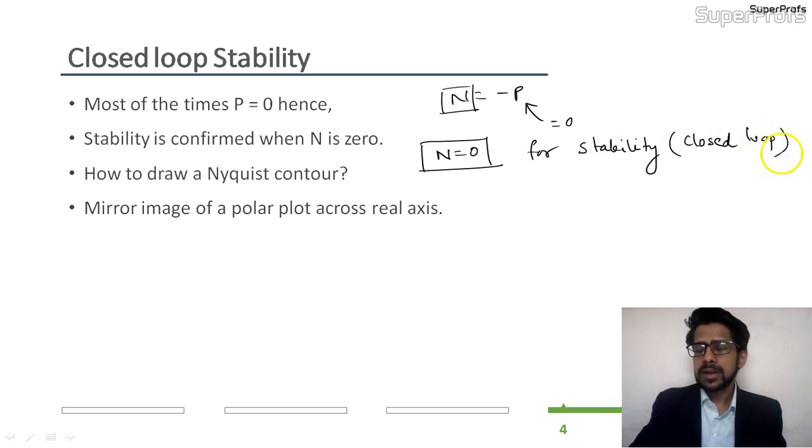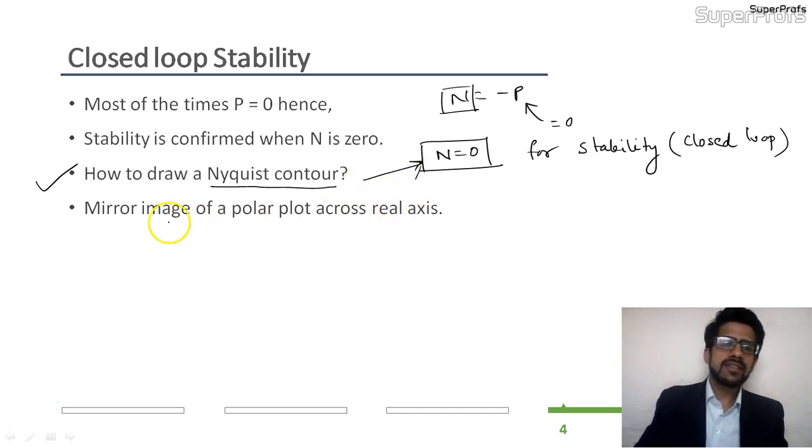Okay, for closed loop stability, if n is equal to 0, my stability criteria suffices. For that, p should also be equal to 0. Now, how to draw a Nyquist contour? This is the main question. If you are able to draw the Nyquist contour, you will be able to calculate the value of n.